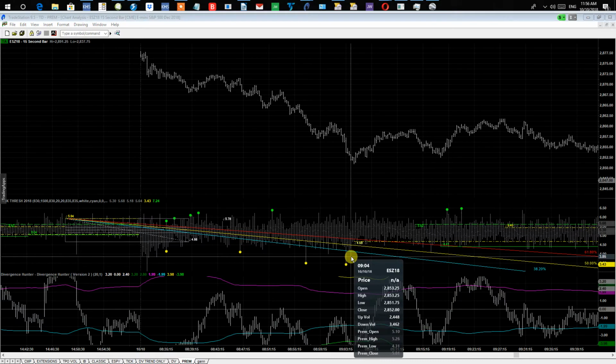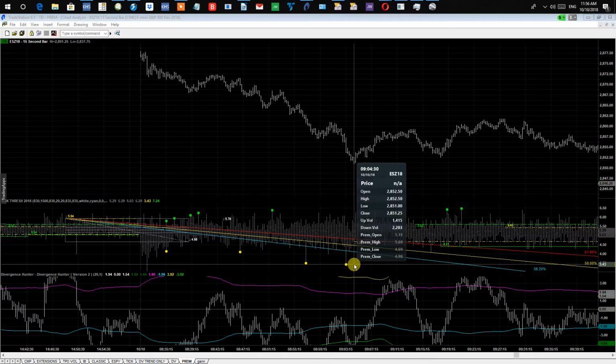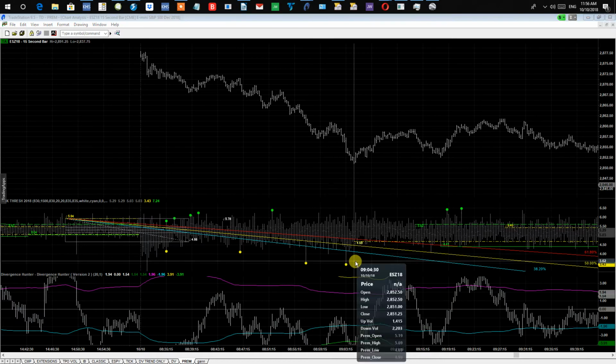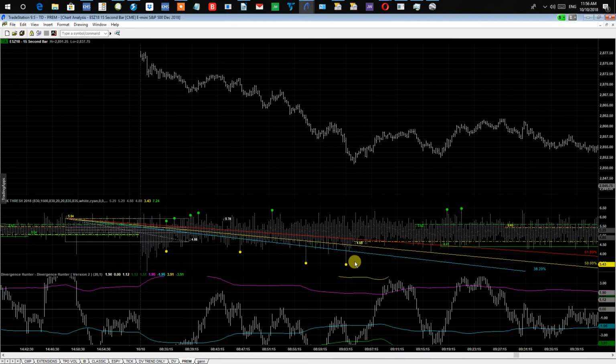Not here, but in here. See how we've moved above the 50% line, higher lows. Something's about to change here. And on the next bar, we're at 469, and there's our pivot. And the market starts to move up again.